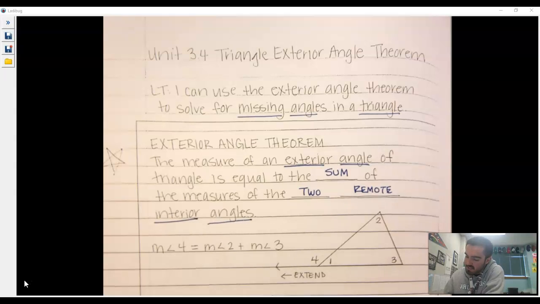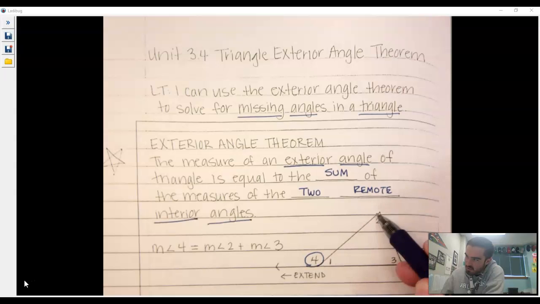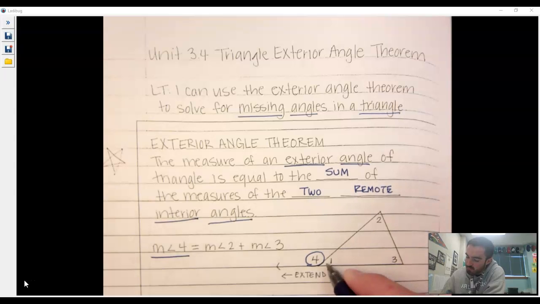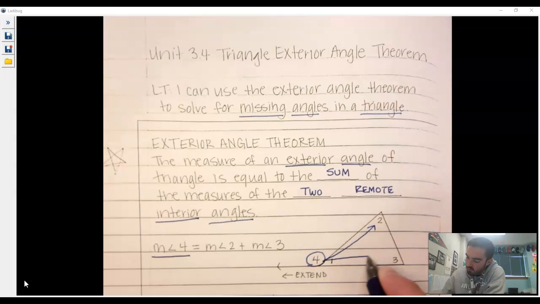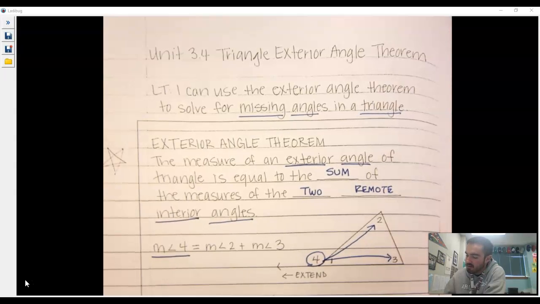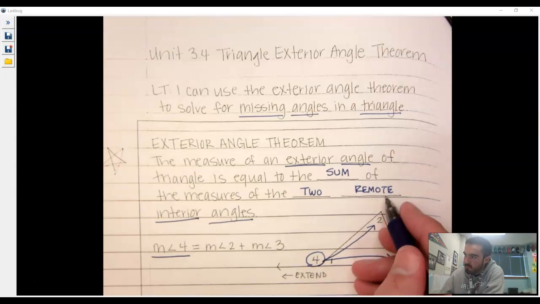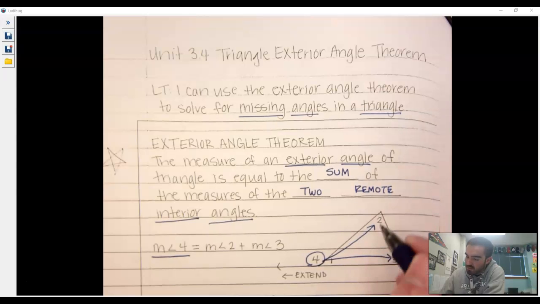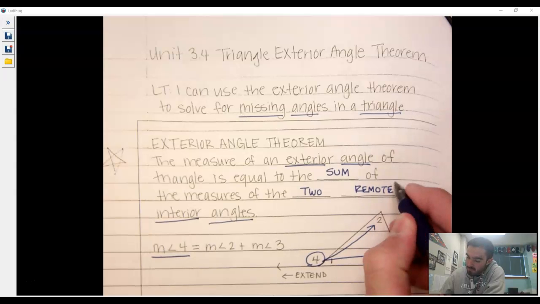Okay? The exterior angle, angle 4, if you have this triangle, angle 4 is on the outside. It's an exterior angle. That angle is equal to the sum of the two remote angles, which means the two that are far away from angle 4. So if you have a remote control for your TV, that means you are using that remote control to turn off or on the TV or change the channel from far away.